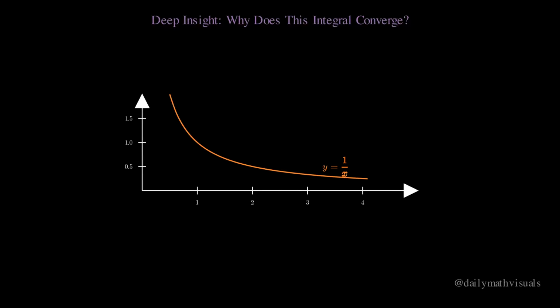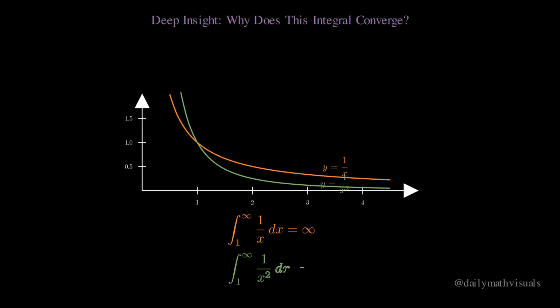Here's a profound insight that separates calculus students from calculus masters. Let's compare two similar-looking functions, 1 over x and 1 over x squared. Both approach 0 as x gets large. Both blow up near 0. But here's the shocking truth. The integral of 1 over x from 1 to infinity is infinite. The area never stops accumulating. But the integral of 1 over x squared from 1 to infinity equals exactly 1, a finite number.